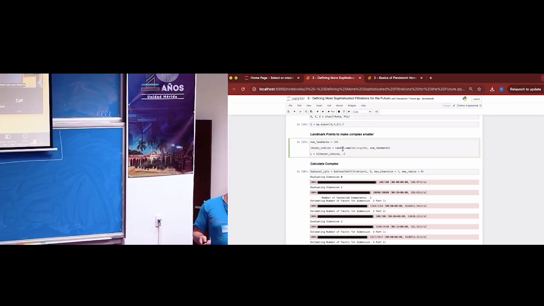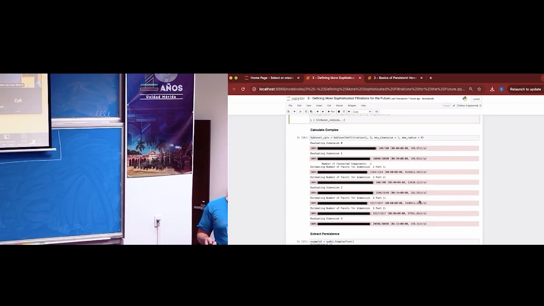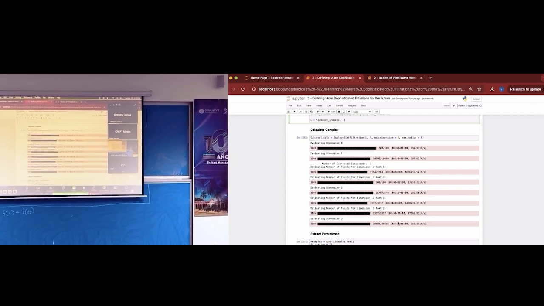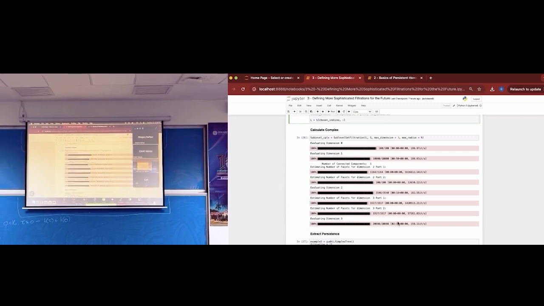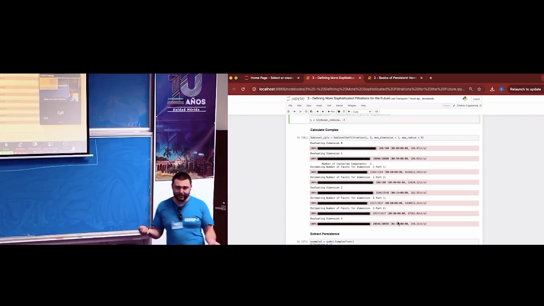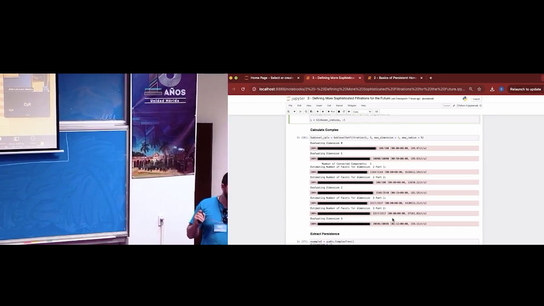So we calculate the simplex. It does take some time. That's why I had you run your computers beforehand. It takes about 4 minutes for this very basic construction. With only 100 landmark points, you think, wait, you only have 100 landmark points, and you think this is going to beat Vietoris-Rips or the alpha complex? Yes, I do.